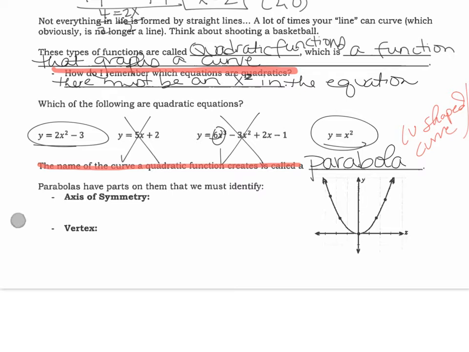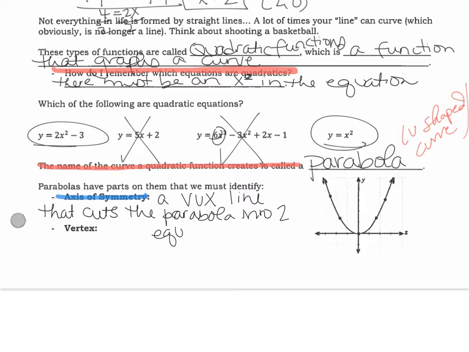All right? We have some popular parts about the parabola. The first popular part is called the axis of symmetry. The axis of symmetry is a vertical line that cuts the parabola into two equal pieces. So my axis of symmetry would be right here.